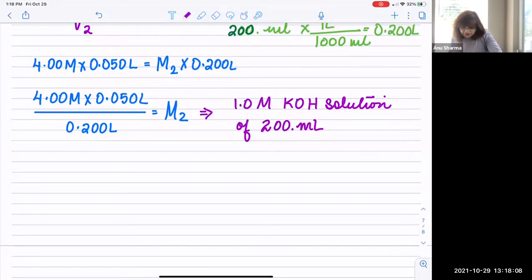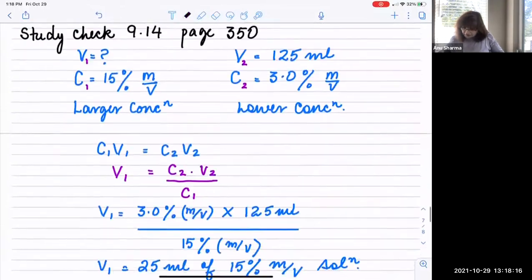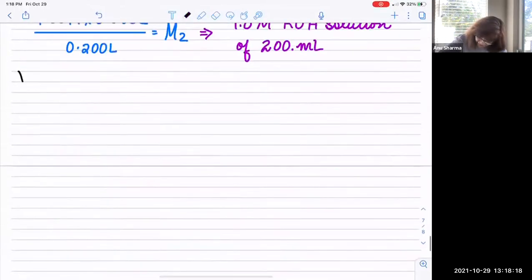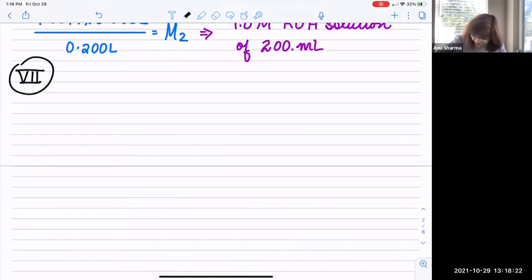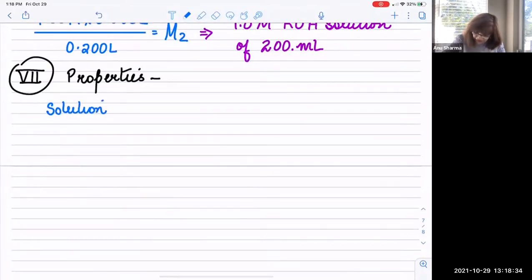All right, so this changes to the next part. After this, we will have this was 7 and then 8. Now here we are looking at the properties of solutions. So first is the general properties of solutions. First, what exactly are solutions? Not everything is a solution.